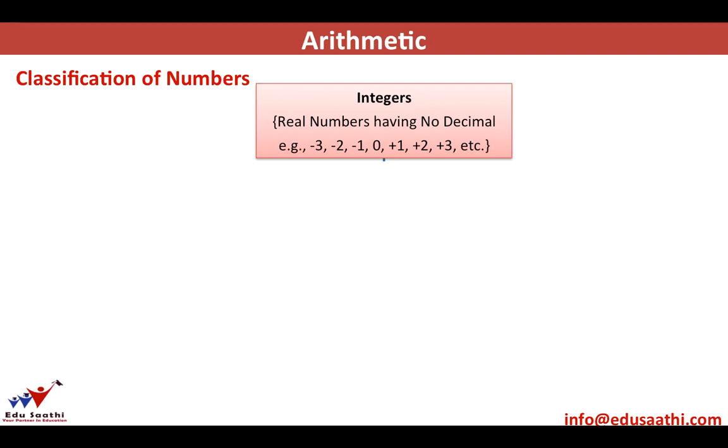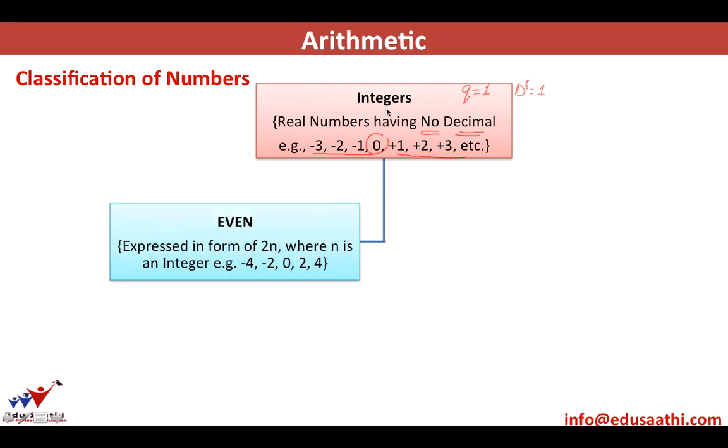Again, going back to integers. Integers were the part of real numbers which had no decimal value associated with it because the denominator was equal to 1 in this case. So integers could be negative, could be positive, and the case of 0 that I have to look at it.